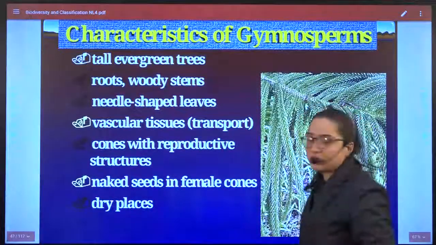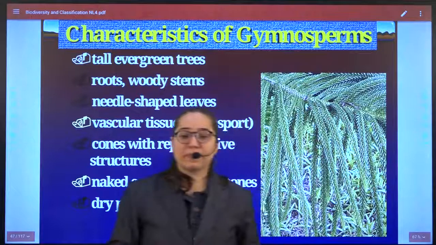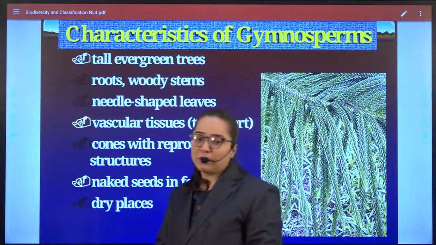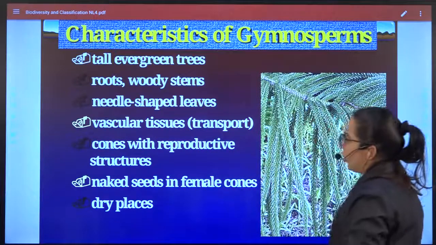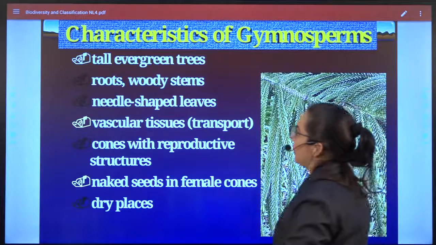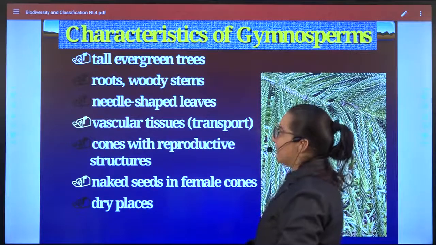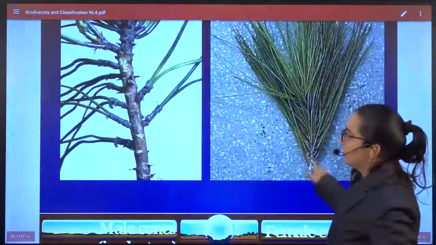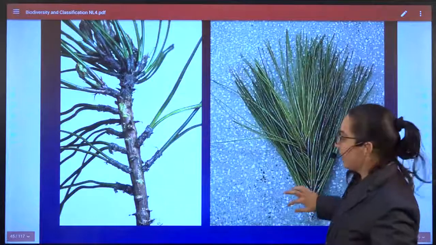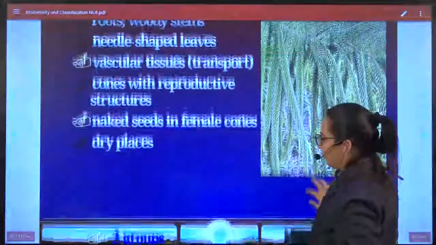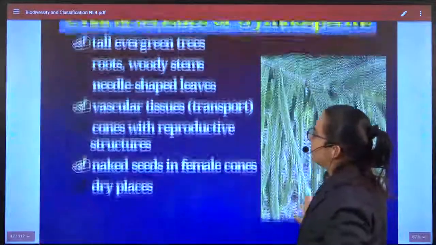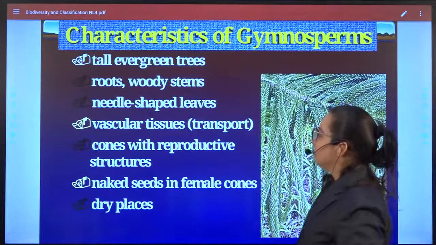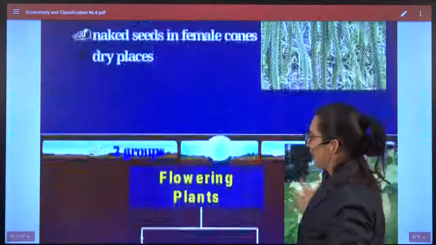These are the basic characteristics: phanerogams are bifurcated into gymnosperms and angiosperms. Gymnosperms are tall evergreen trees with roots and woody stems. The shape of the leaves is needle-like. Vascular tissues are present, the cones with the reproductive structures are present, and naked seeds in the female cones are seen at the dry places.